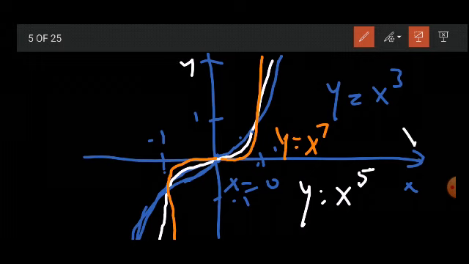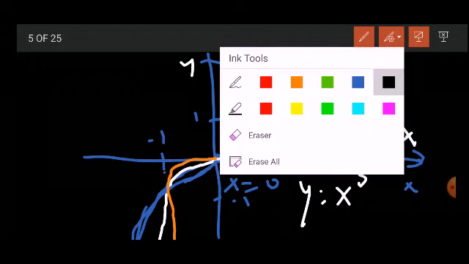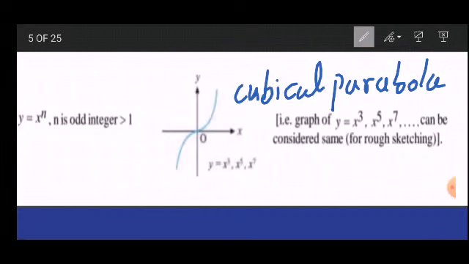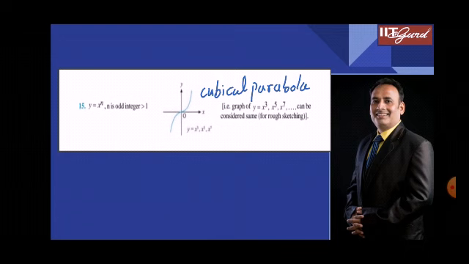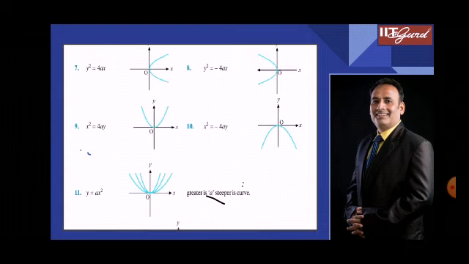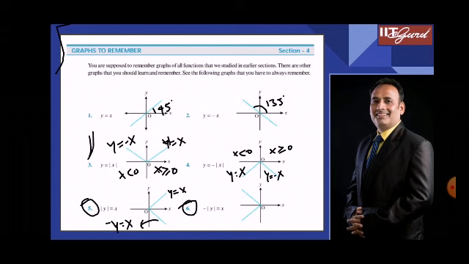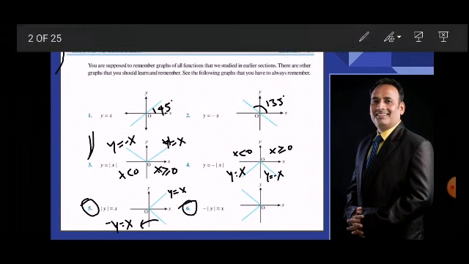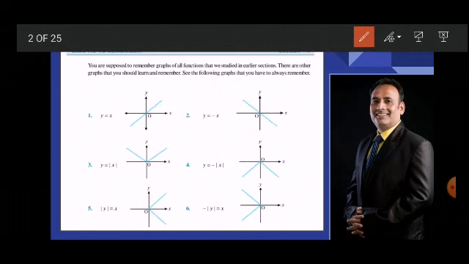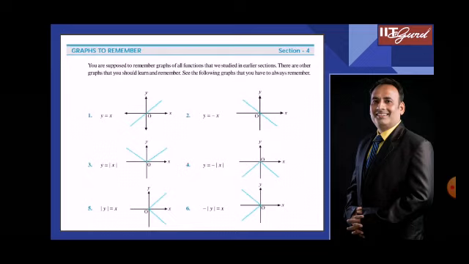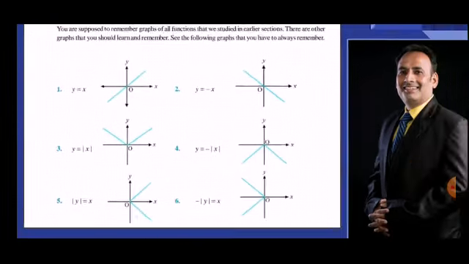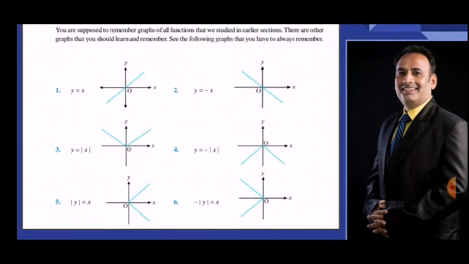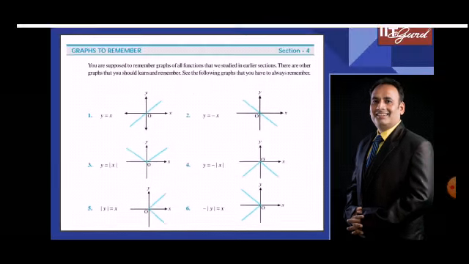This is the y-axis, this is the x-axis. Fine. So let's see over here, that is the cubical parabola, this type of graph. I hope you all are getting the graphs. Let me take a single revision over here. This is the y equal to x line. So that is the line here, y equal to x, y equal to minus x, y equal to mod x graph, y equal to minus mod x, mod y equal to x, minus mod y equal to x, right?